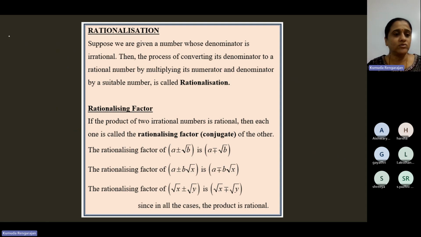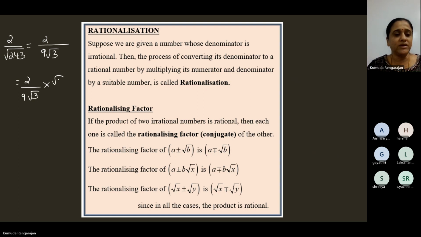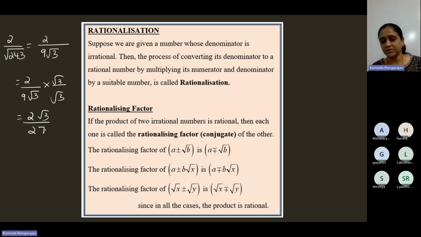So I'll just do this again for you. Tell me now quickly, what should you do? If the denominator can be expressed as a mixed surd, you should do that. So square root of 243 is 9 root 3. You know the process. So now this is equal to 2 by 9 root 3 into root 3 by root 3. So it is 2 root 3 divided by 27. Right?